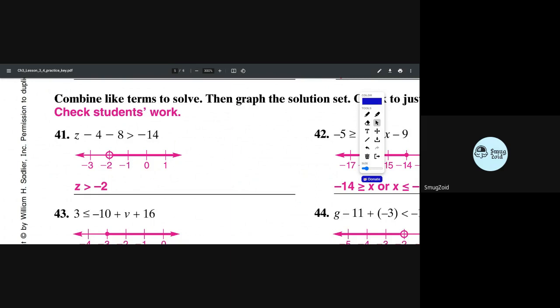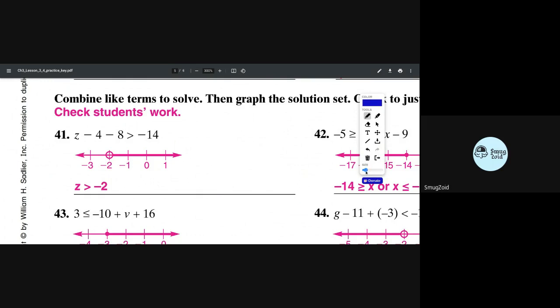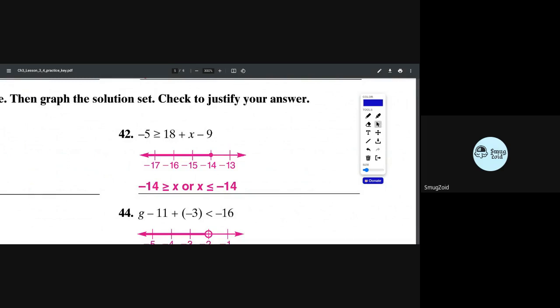Okay. We did combine like terms, a lot of it already, but Z minus 4 minus 8 is greater than minus 14. Add these together. So Z minus 12 is greater than minus 14 plus 12, plus 12. Oops, missed that. Z is greater than minus 2. That's how that works. And then graphing it should be fairly simple, right? After doing so many of them, you start getting, oh, this isn't bad. Same thing with this one. You put these together first.